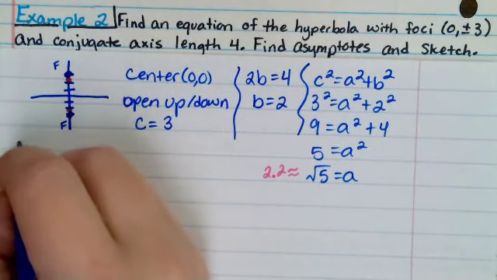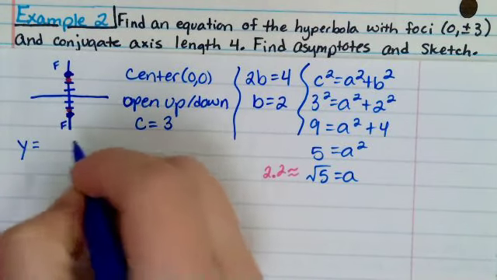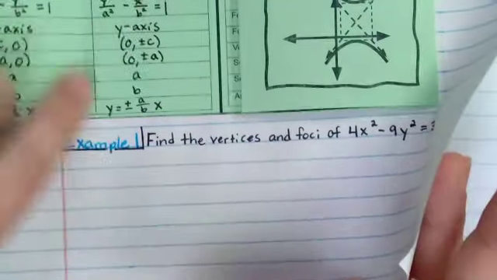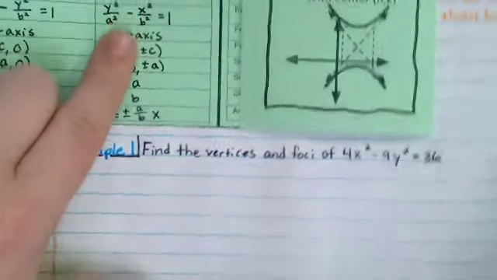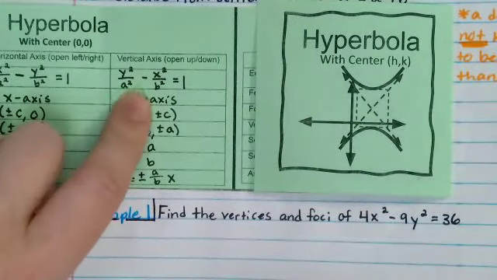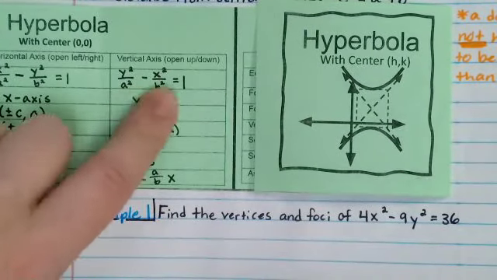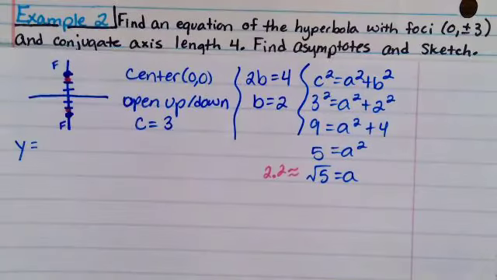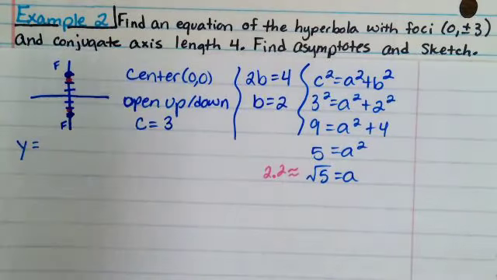And so our equation is going to be, go back to your little formula. Remember how we said centered at 0, 0, and it's opening up and down. So we're going to do this equation where the y squared over a squared is first. Oh, sorry, I was putting y equals as if I was going to do the asymptote part. That's where my brain was for a second.